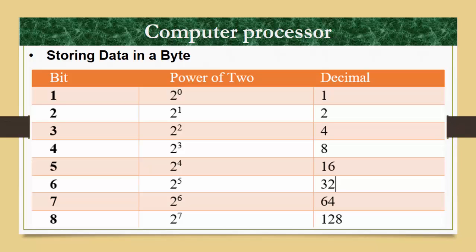Understand that the first bit, as we explained it in the table, is the rightmost bit in the byte. If you add all of the decimal values for each bit in the table, the total is 255.